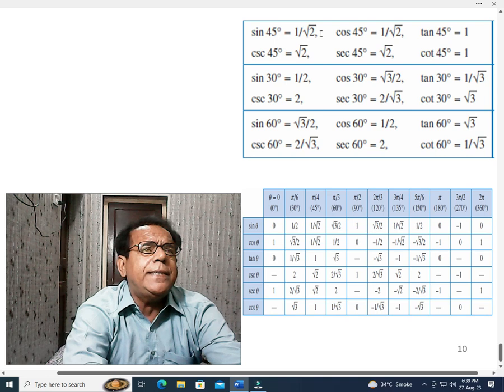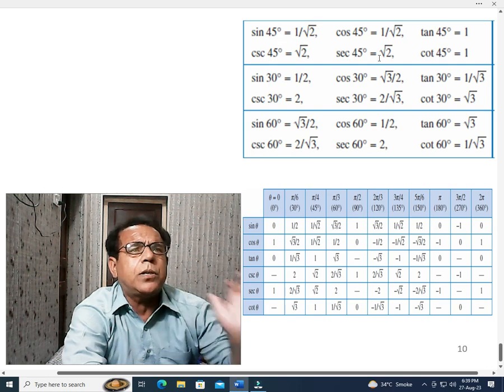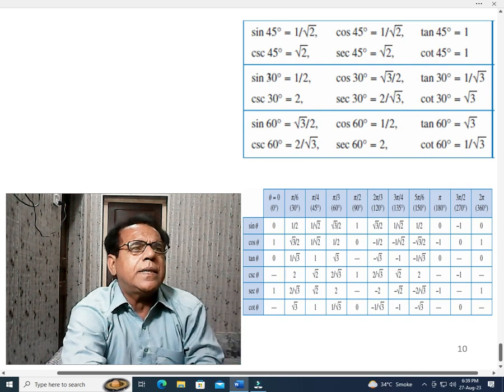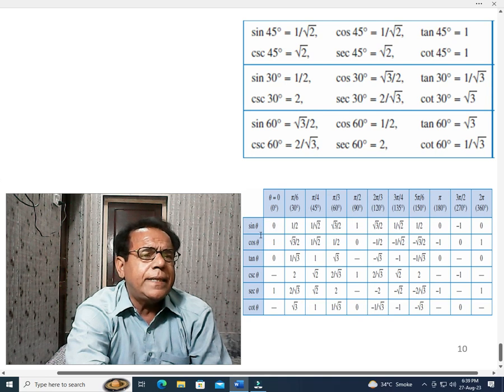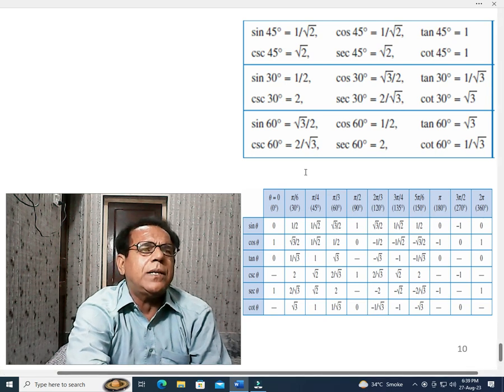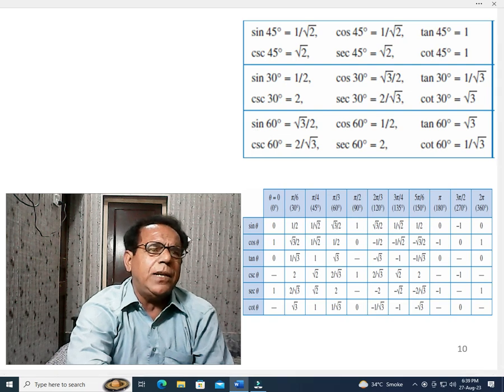Sine 45 degree is equal to this, so 45 degree will be equal to sine inverse 1 by root 2. Here are sine 30, cos 30, tan 30, cosecant 30, secant 30, cot 30, etc. Here these are the angles: 30, 45, 60, 90, 120, 135, 150, 180 degree, 270 degree, 360 degree. All these values are given. We can take trigonometric values from this.